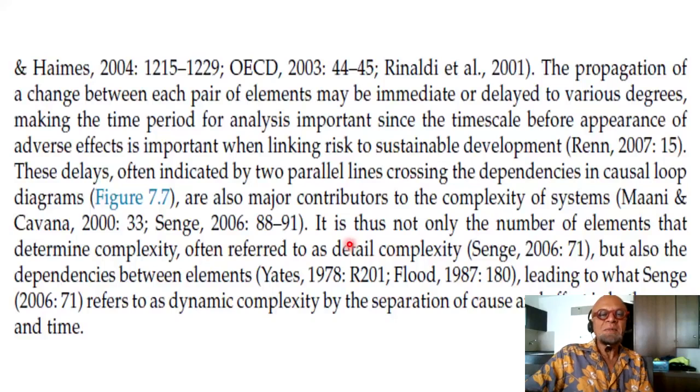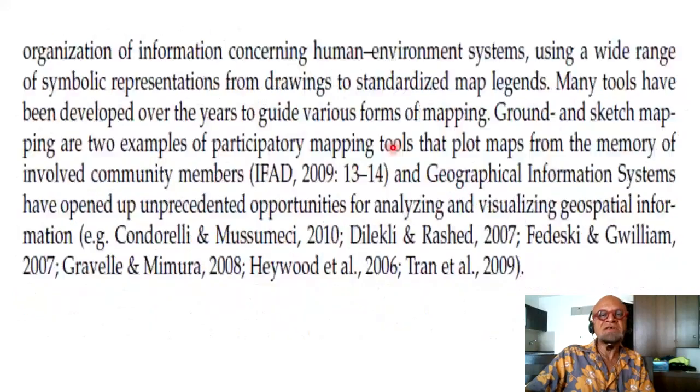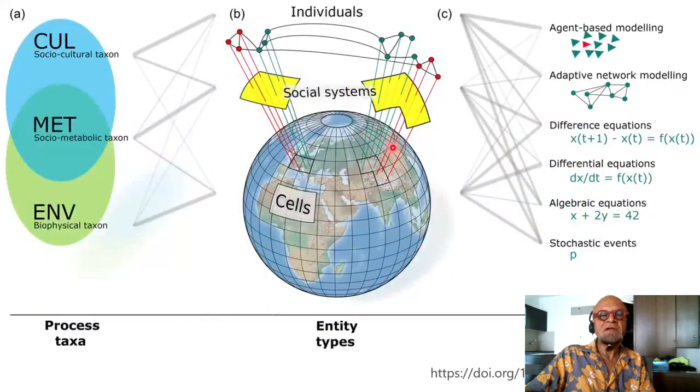So the propagation of a change between each pair of elements may be immediate or delayed to various degrees, making the time period for analysis important, since the time scale before the appearance of adverse effects is important, and linking risk to sustainable development. So these words can have great meaning when we'll see the example, but we can see the example here very clearly.